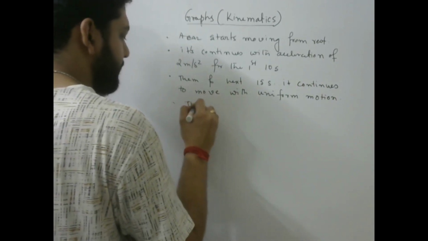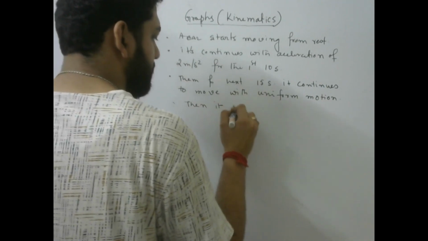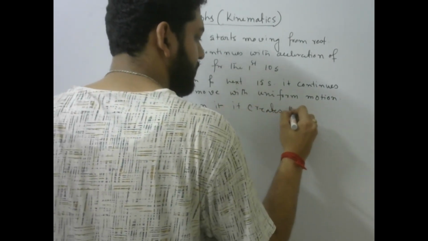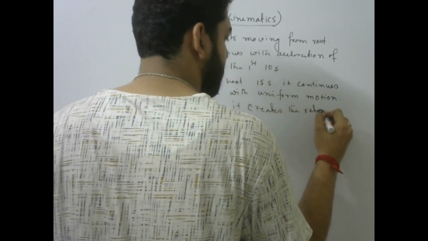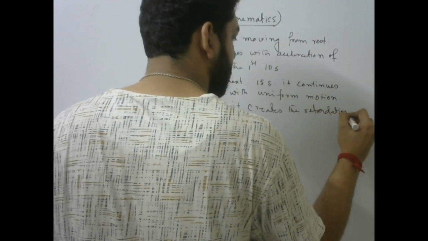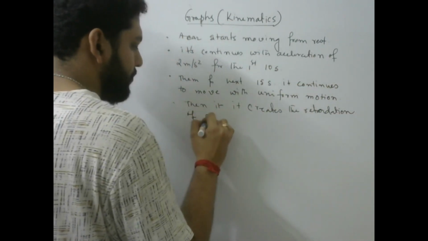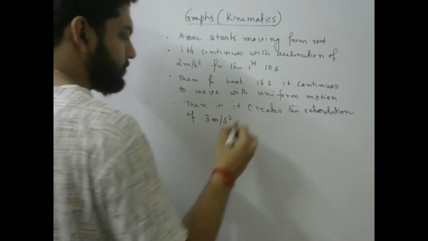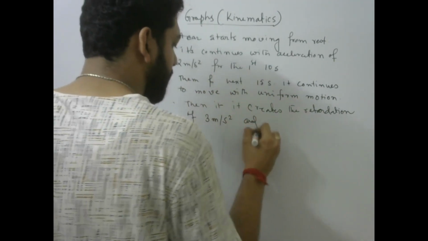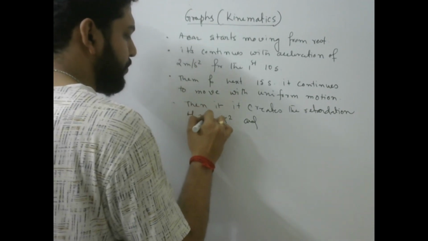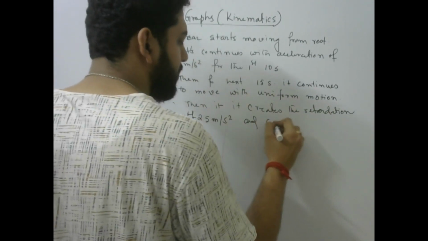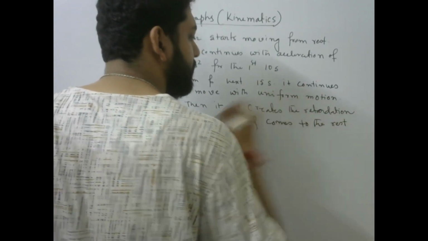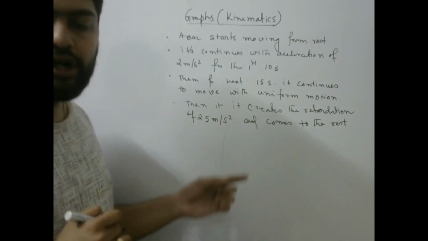Then it creates a retardation of 2.5 meter per second square and comes to rest. Draw the velocity time graph.